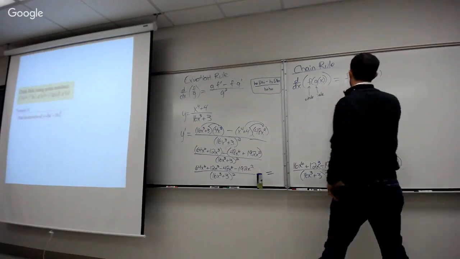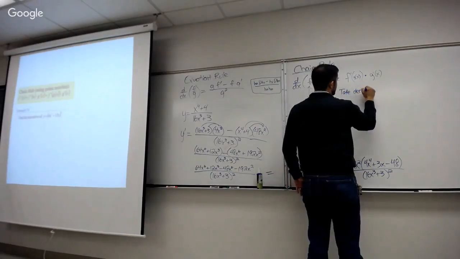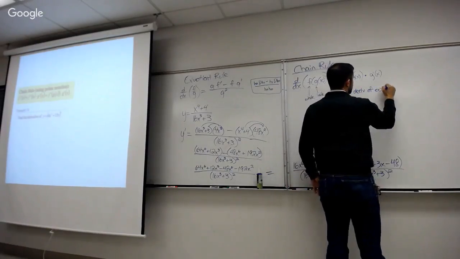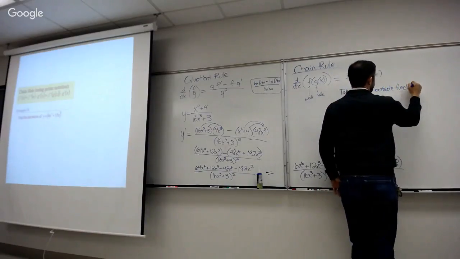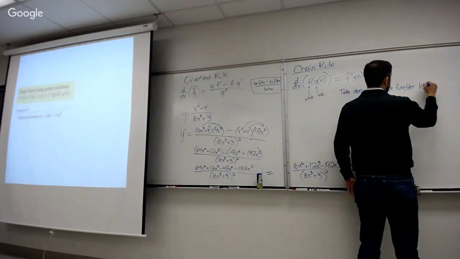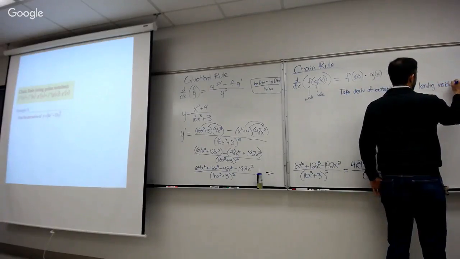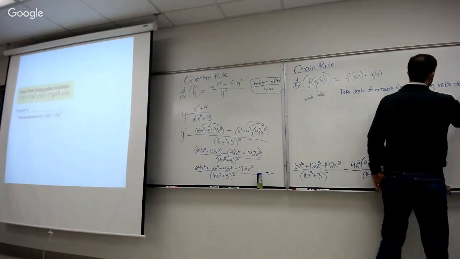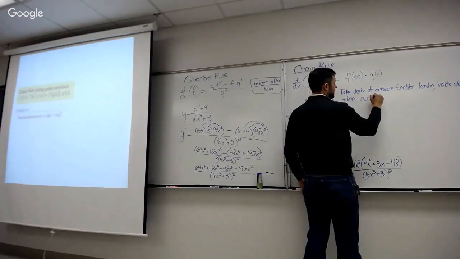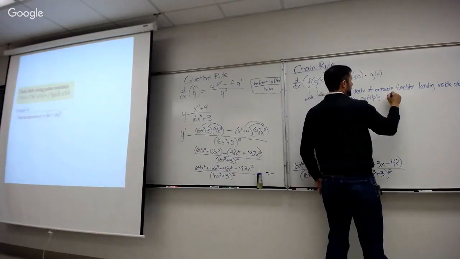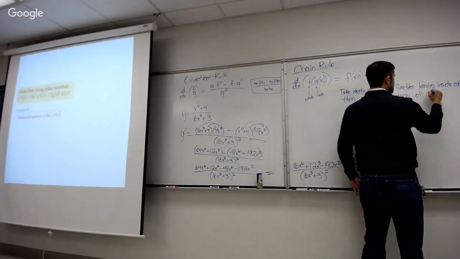So, now in English. Take the derivative of the outside function, leaving the inside alone. Then multiply by the derivative of the inside function.